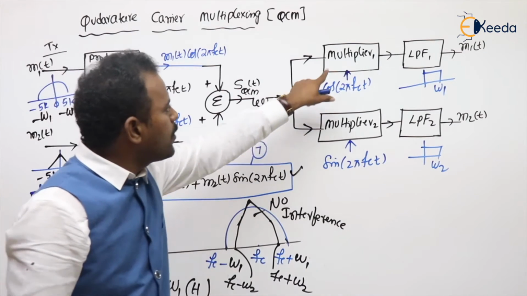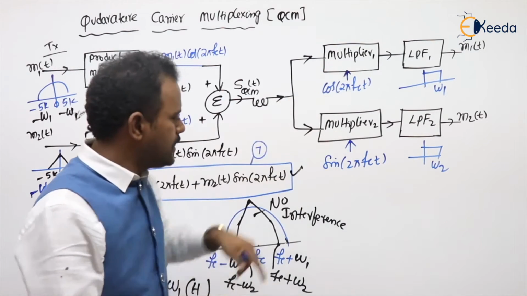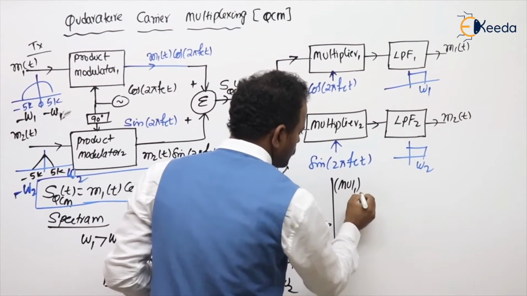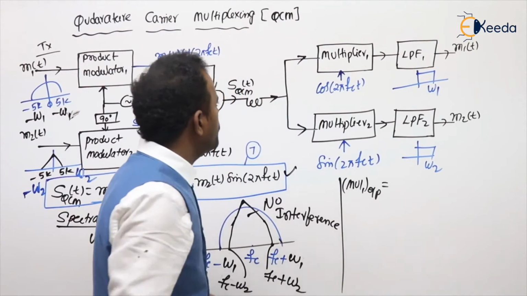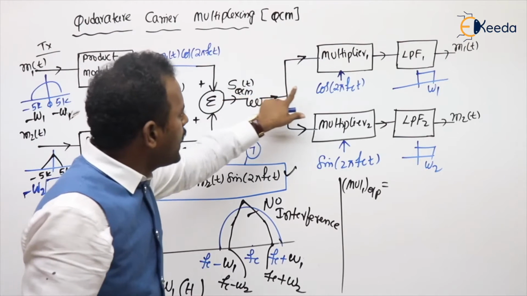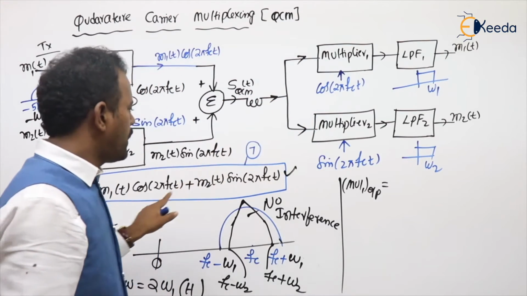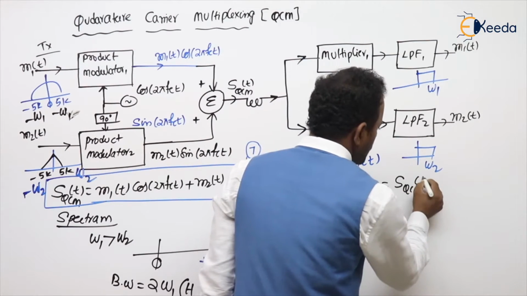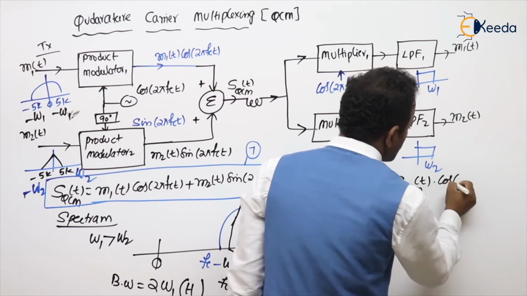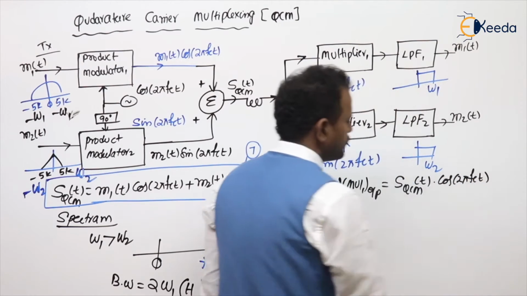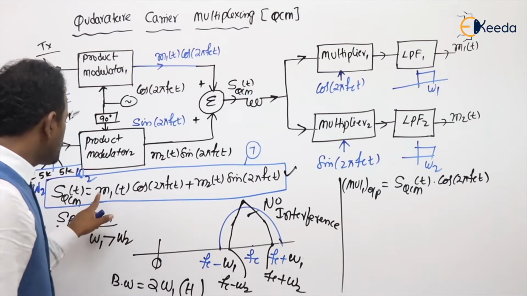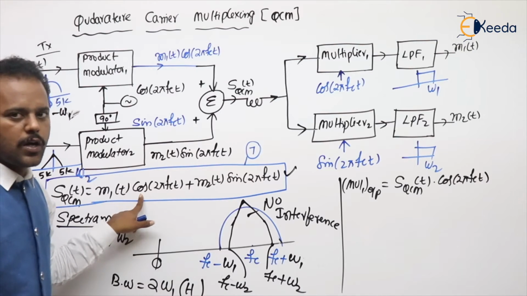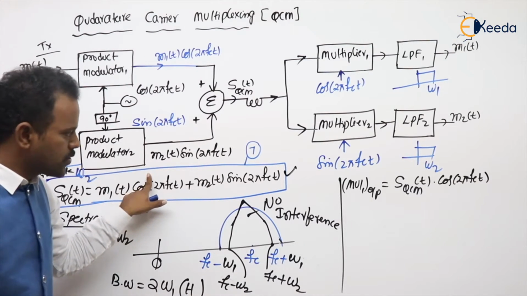What is the first multiplier output, sir? Multiplier 1 output is, if you follow, what is the one input? QCM signal. Another input is cos 2 pi FCT. What is the QCM signal? M1 of t into cos 2 pi FCT. The local oscillator output is also cos 2 pi FCT. Cos into cos, cos square.